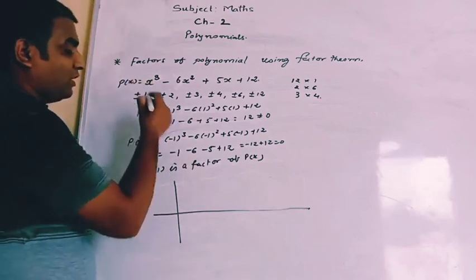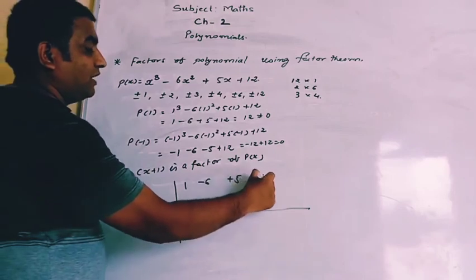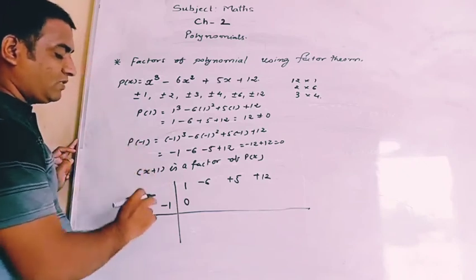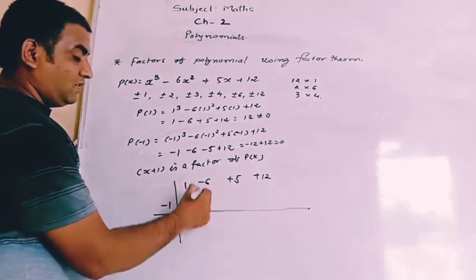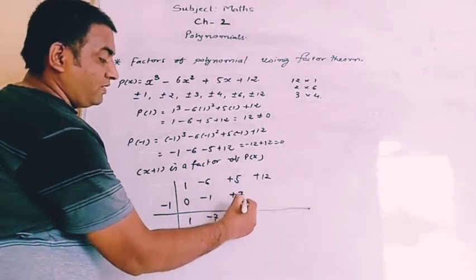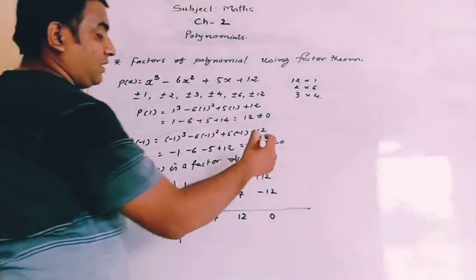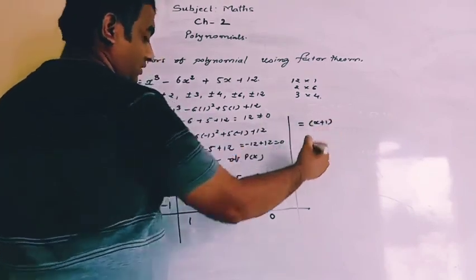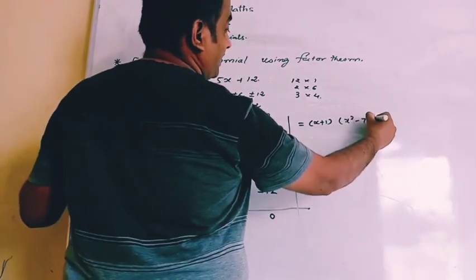So to divide, write the coefficients: plus 1, minus 6, plus 5, plus 12. Here 0 and plus 1. So here we write minus 1, and then minus 1 we write plus 1. So 1 plus 0 is 1. 1 into minus 1, minus 1, minus 7, minus 7 into minus 1 plus 7, 12 into minus 1... minus 12, 0. So the factors we have: one factor already we have, x plus 1, and the other factor x square minus 7x plus 12.